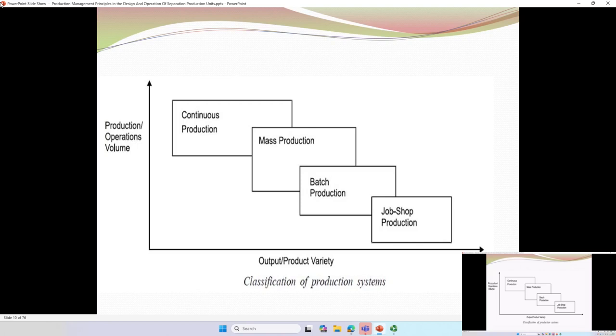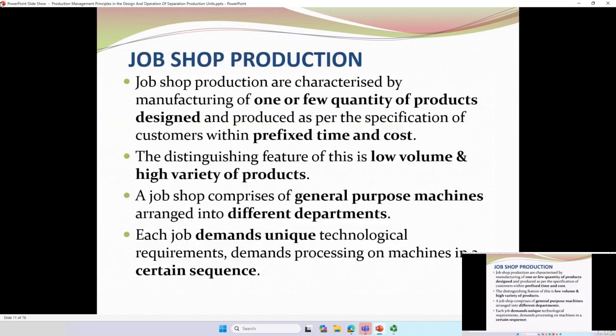So this is just a hierarchy in the classification of production systems. We have the job shop. Job shop is at the lower ladder, and batch production is the next one. Then the mass production, then we have continuous production. You need to understand this, especially when you want to work in a different industry.